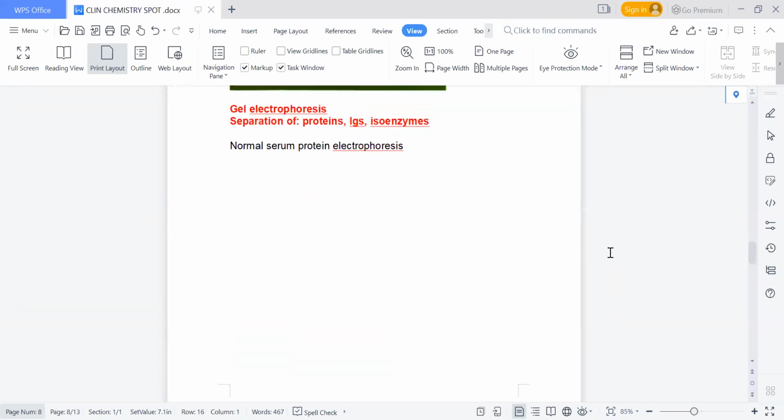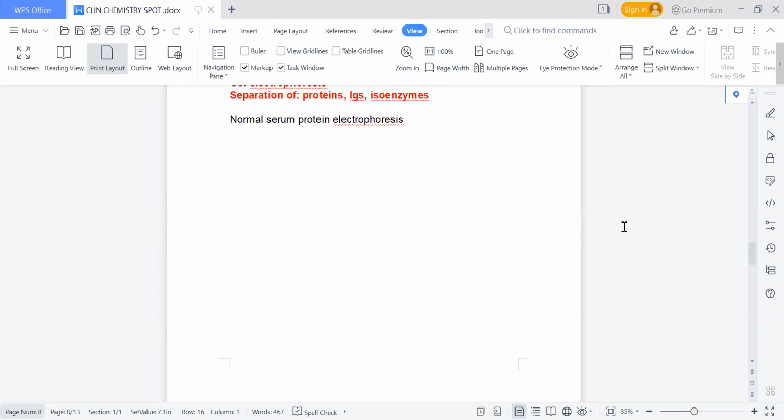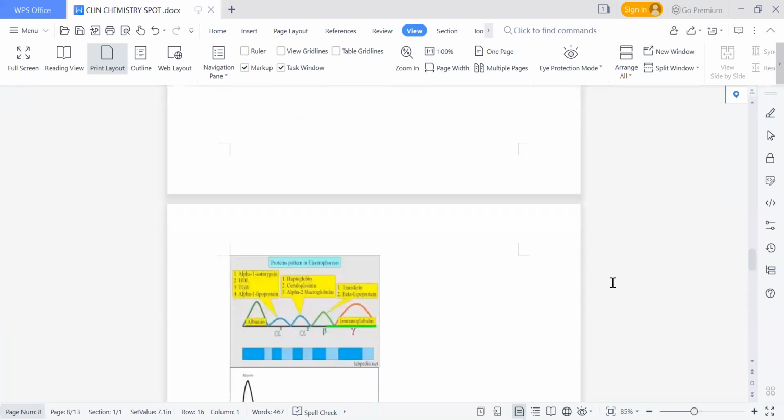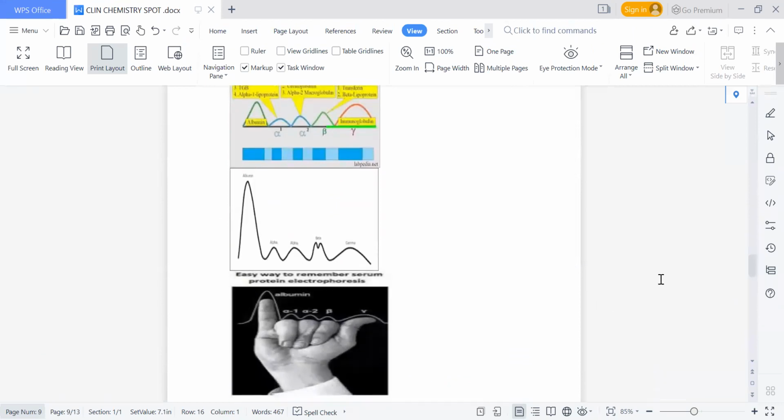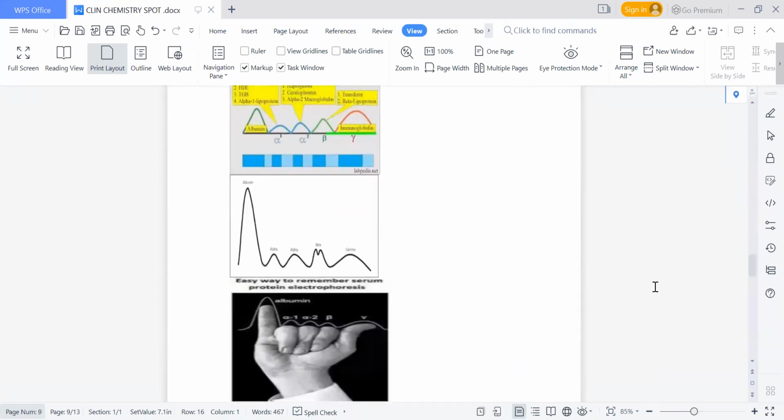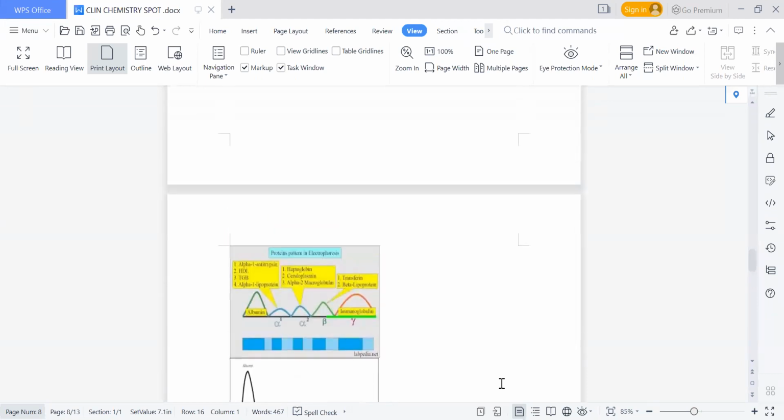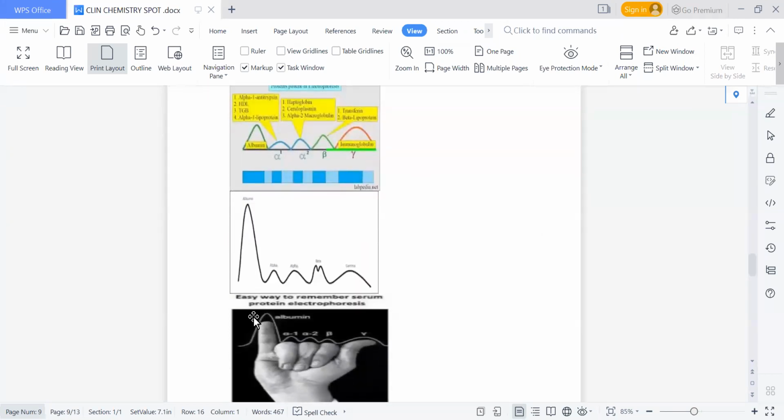And now, the second last thing we have is serum protein electrophoresis. So these three show the normal. And an easy way to remember is to make this shape with your right hand. The first, the pinky represents albumin. The second, the alpha-1 globins. The middle finger, alpha-2 globins. The third, beta globins. And finally, gamma globins or immunoglobulins.